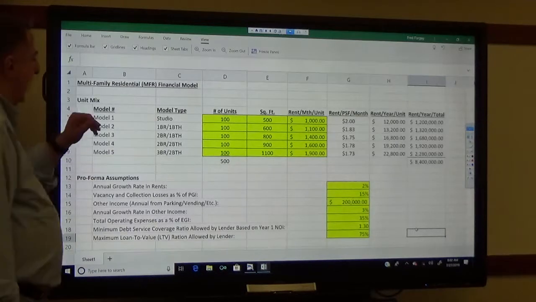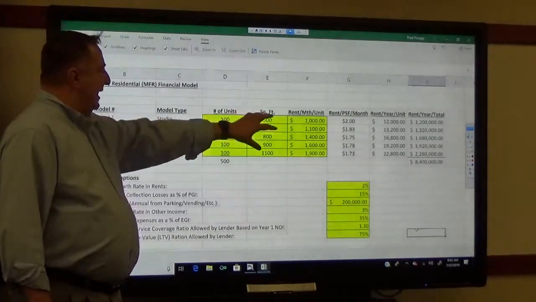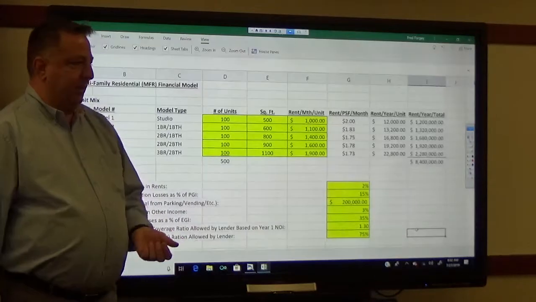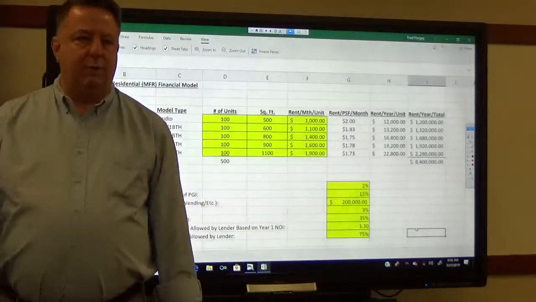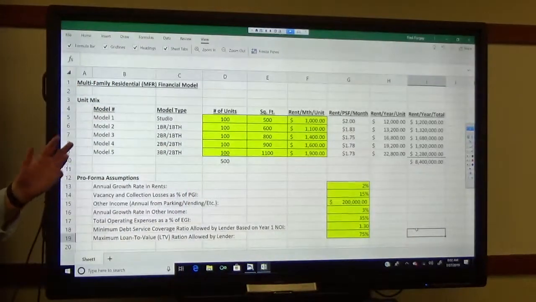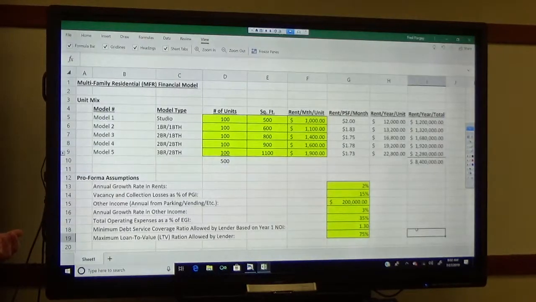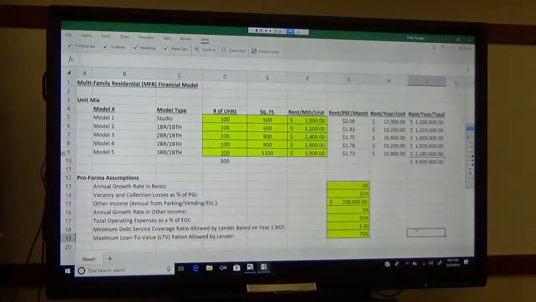First of all, the yellow cells are input cells, okay? So those are the ones that you're going to change. Everything else is basically an output cell or a calculated cell. Okay, everybody good with that?